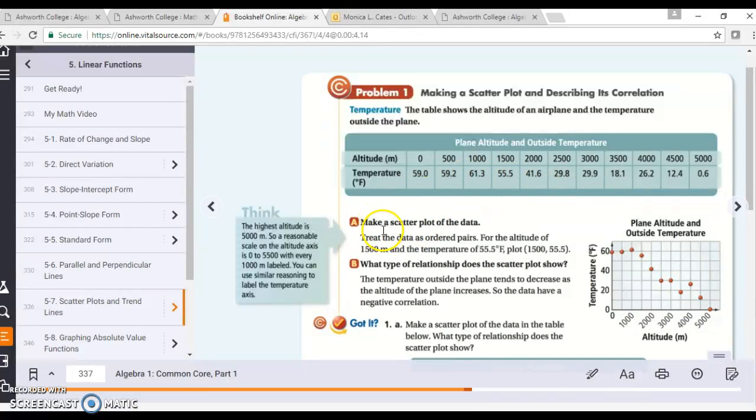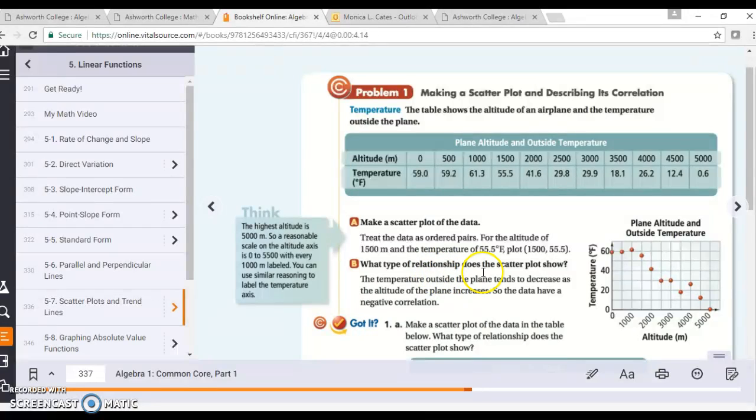So step A says to make a scatter plot. So they made a scatter plot. The temperature is on the y-axis, and the altitude is on the x-axis. It says to treat the data as ordered pairs. For the altitude of 1500 meters here, the temperature is 55.5 degrees Fahrenheit. So 1500 meters would be about right here, and 55.5 will be right there.